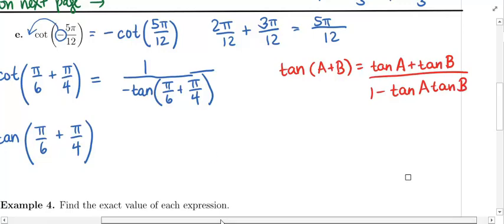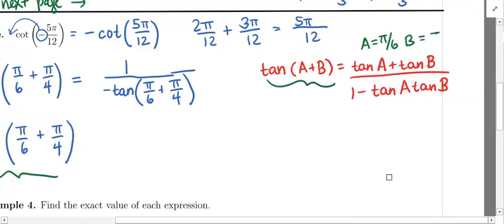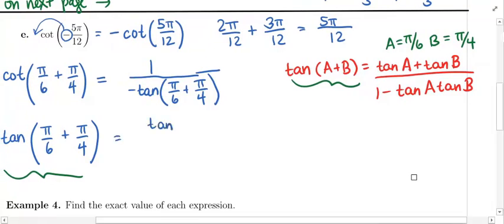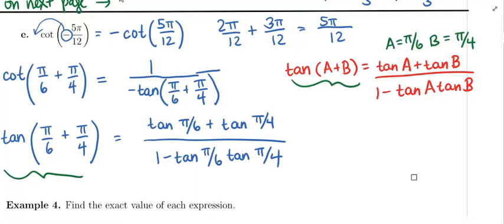If you match this up with this, you're going to see that the a value here is pi over 6 and the b value is pi over 4. Since we're adding, it doesn't matter which one is the a or which one is the b. So we're going to plug into this. This will be the tangent of pi over 6 plus the tangent of pi over 4, divided by 1 minus the tangent of pi over 6 times the tangent of pi over 4. So we're going to go to our unit circle, find these angles, and compute their tangents.